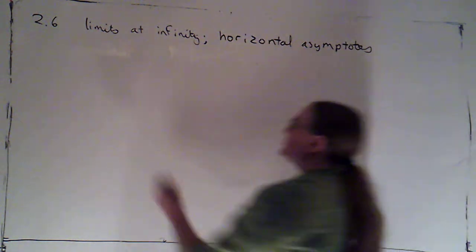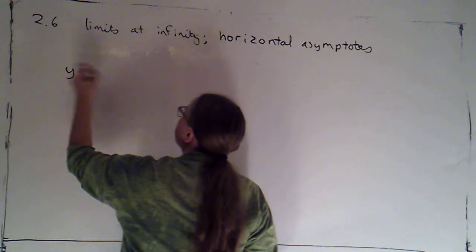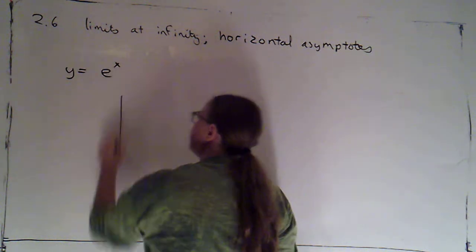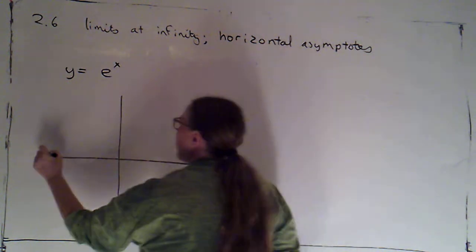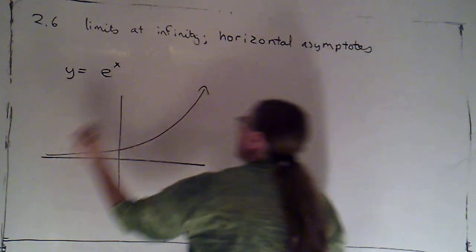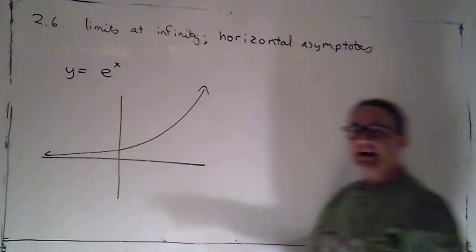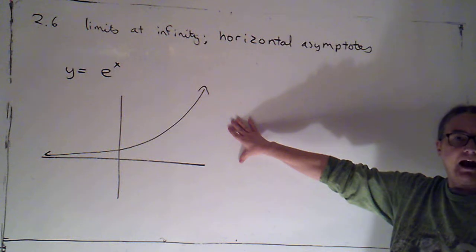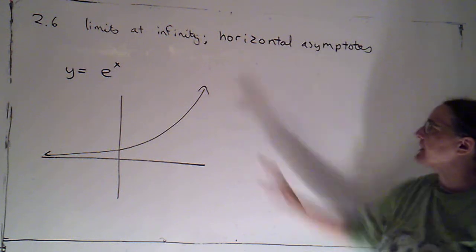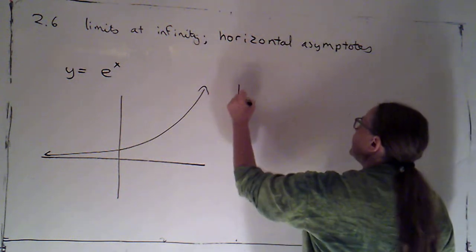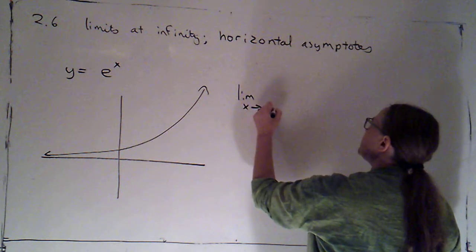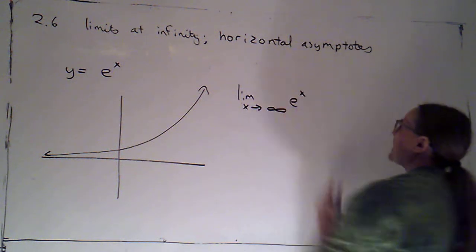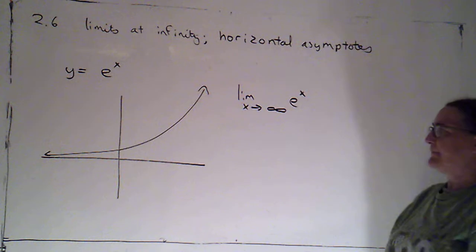Okay. So let's just start with an example. If y is equal to e to the x, I know what that graph looks like. That's an exponential growth graph, like so. Now, if I take the limit as x goes to infinity of e to the x, okay.